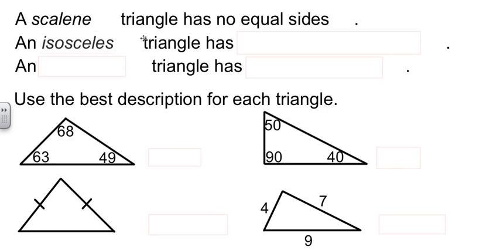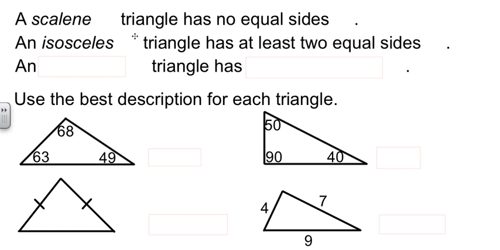An isosceles triangle has at least 2 equal sides. Most of you probably already knew this word isosceles, and you just think of it as 2 equal sides, but it could be all 3. That's why the key words here, at least, are in play. To be isosceles, you have to have 2 equal sides. It could be more than 2. It could be 3. That would also be isosceles.